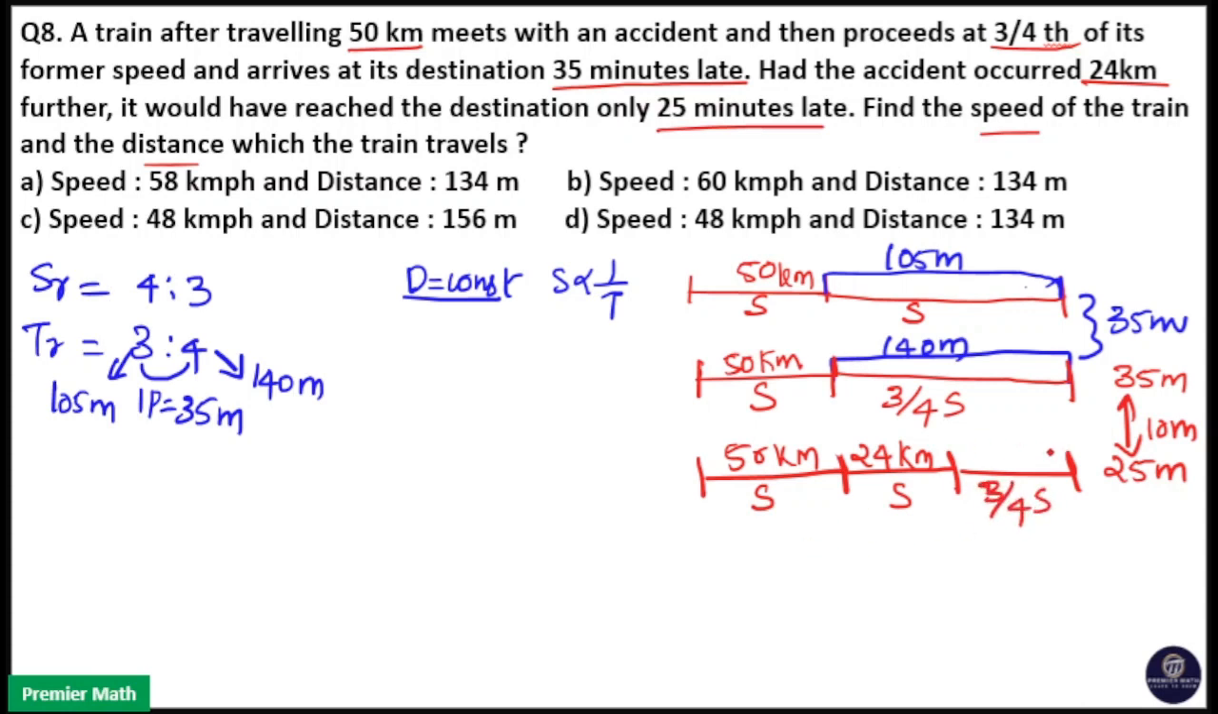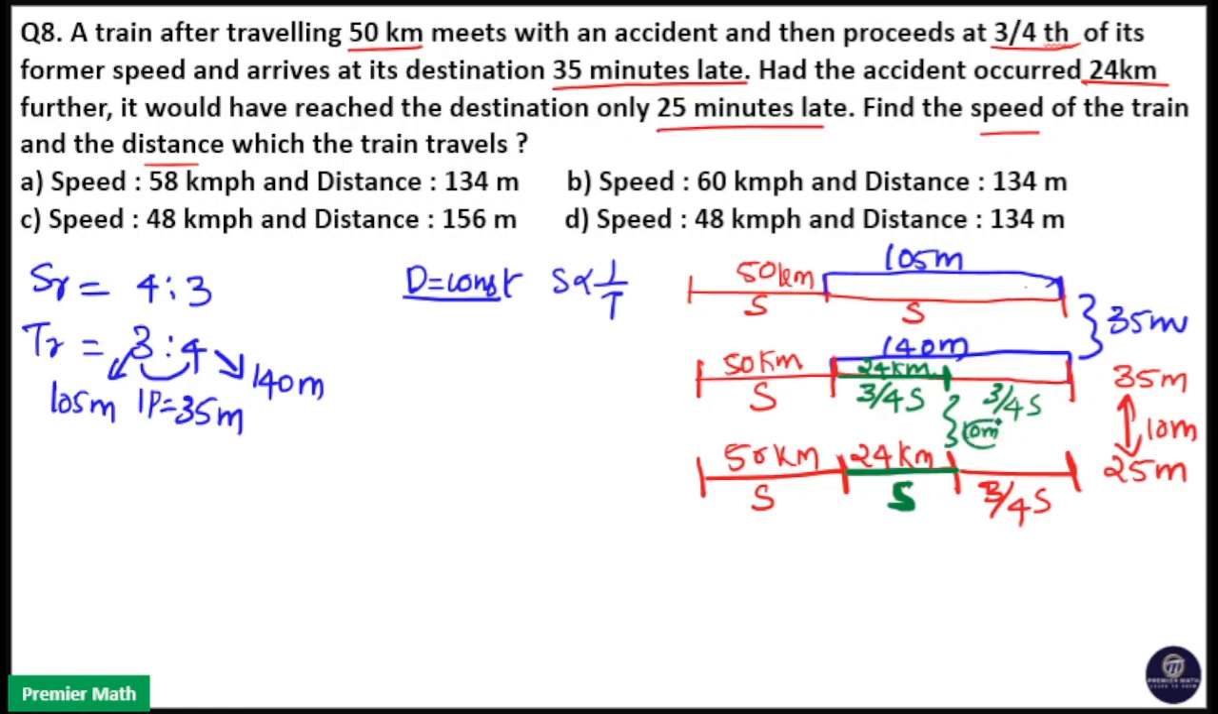Remaining distance with 3/4 S. Here you can also see there is a constant, distance constant here. That is, 24 kilometer is constant in both these cases. Here this is also 24 kilometer. So that means this 24 kilometer, this train traveled at 3/4 S. This is also at 3/4 S, but this all is at his former speed, that is his usual speed. So this 24 kilometer and this 24 kilometer is constant and the time difference is 10 minutes.